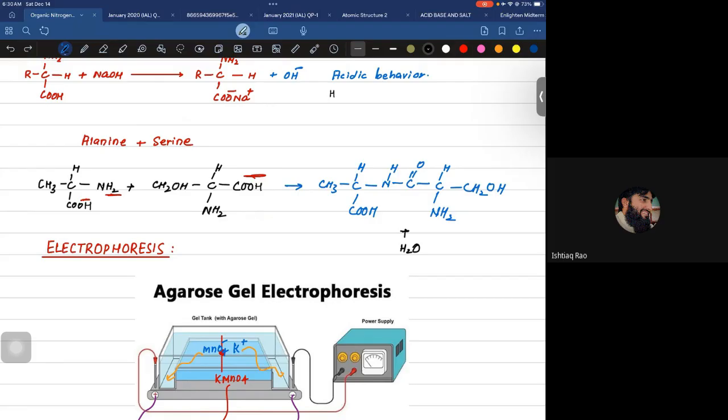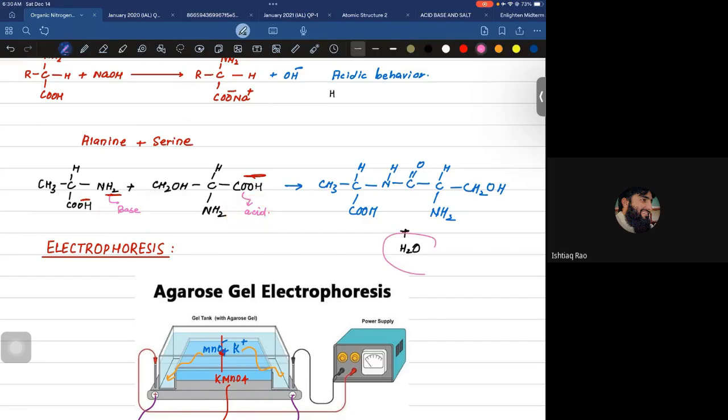Ultimately, this is an acid base reaction. This is your base and this is your acid. So ultimately, this is an acid base reaction.